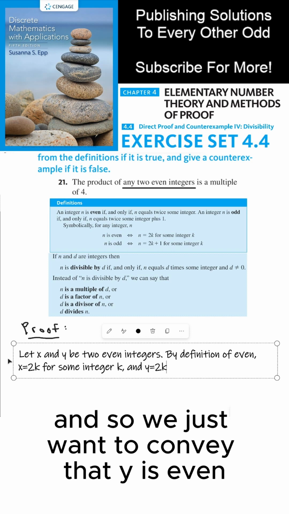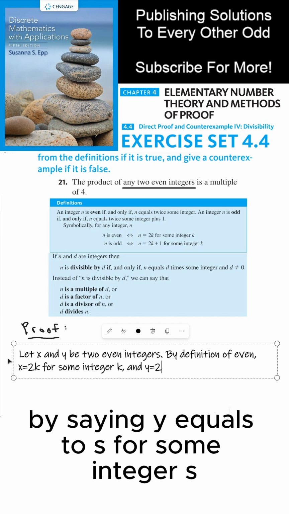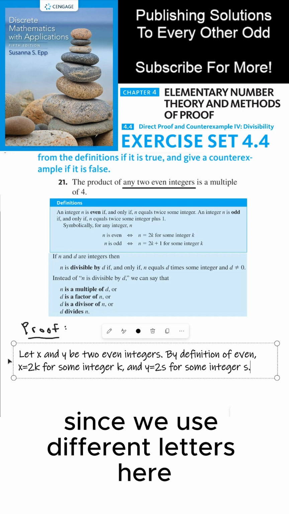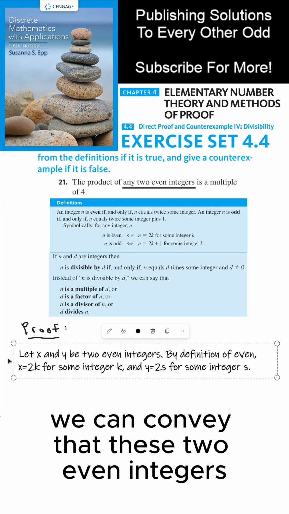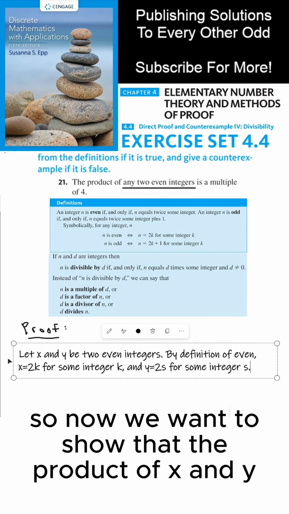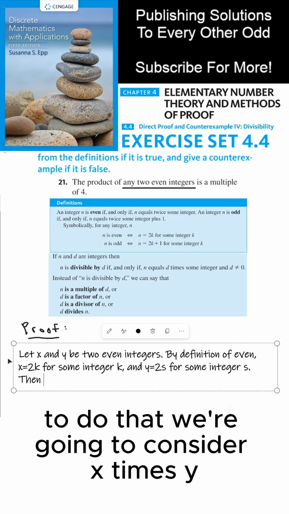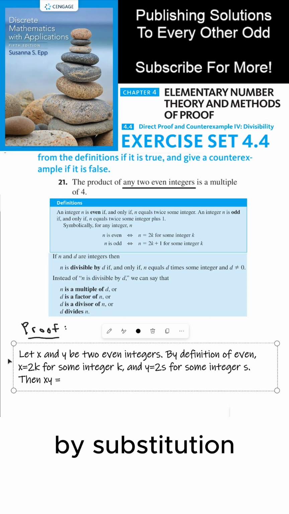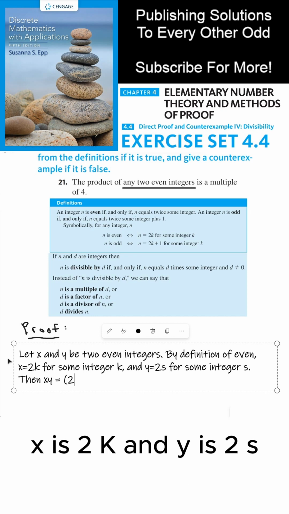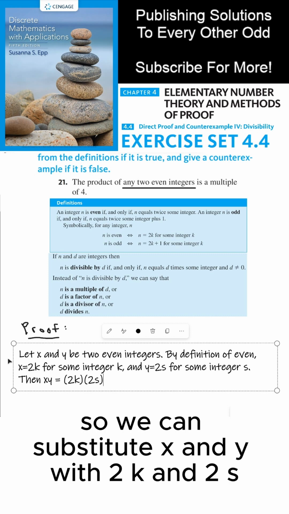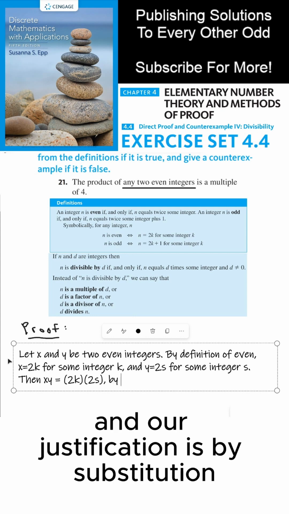And so we just want to convey that y is even by saying y equals 2s for some integer s. Since we use different letters here, we can convey that these two even integers might be different. So now we want to show that the product of x and y is a multiple of 4. To do that, we're going to consider x times y. By substitution, x is 2k and y is 2s. So we can substitute x and y with 2k and 2s respectively. And our justification is by substitution.